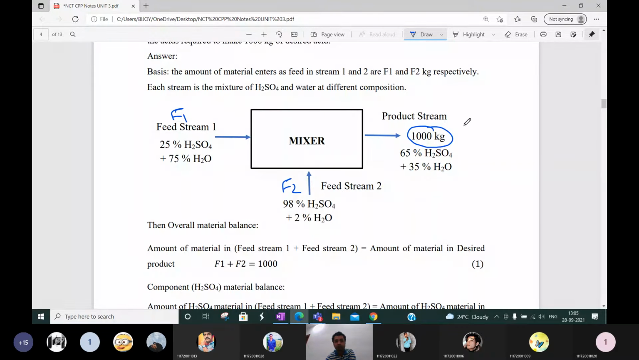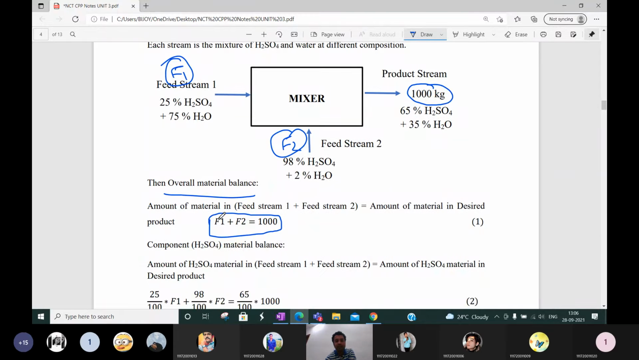So how to solve? We have two material balances. One is the overall material balance. Overall material balance means how much amount of feed stream 1 is coming, F1, how much amount of feed stream 2 is coming, F2, and how much product stream we got, 1000 kg. So the first equation is F1 + F2 = 1000.